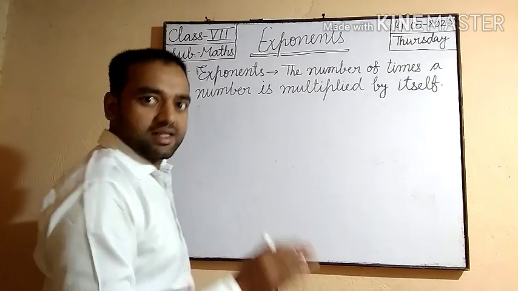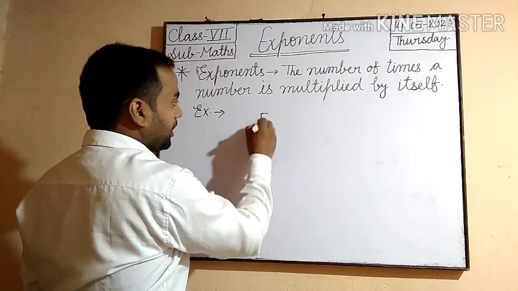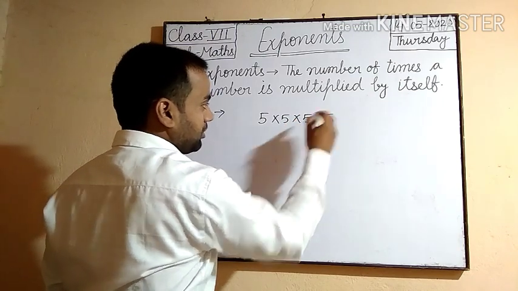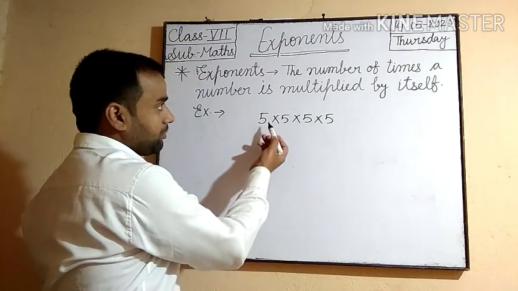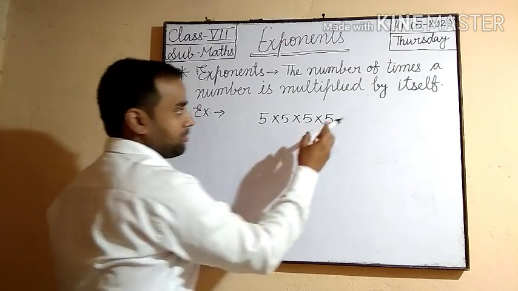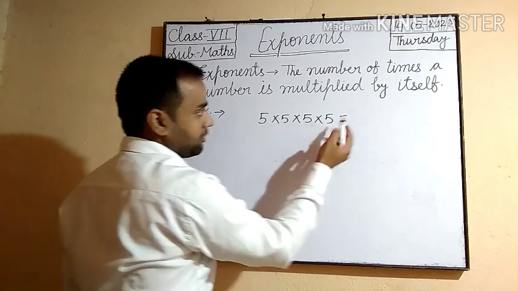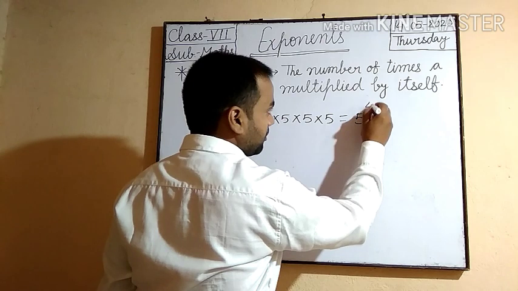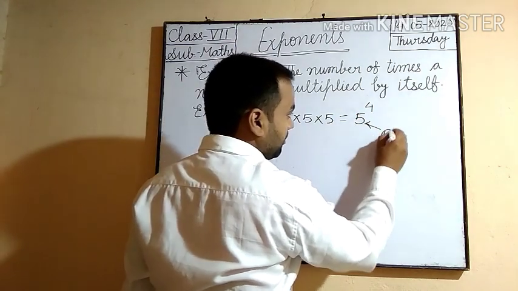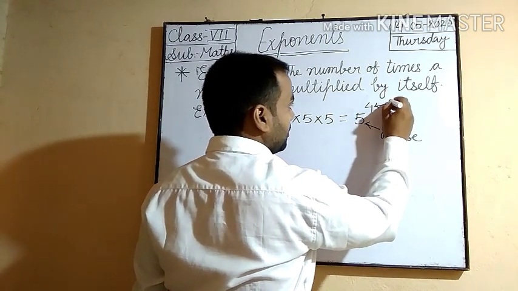We understand with an example. The first example, write 5 into 5 into 5 into 5. The number of times a number is multiplied by itself: here the number 5 is multiplied by itself. How many times? 1, 2, 3, 4. So write 5 power of 4. Here 5 is called the base and 4 is called the exponent.